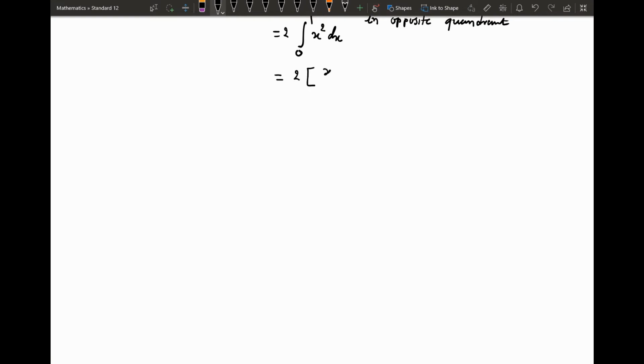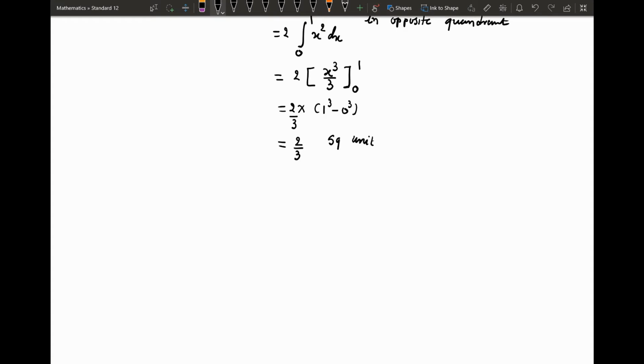Now this is easy to evaluate. Integration of x square dx is x cube by 3, from 0 to 1. So 2 into, first put the upper limit, 1 cube minus the lower limit. So this is 2 by 3 square unit. So this is the required area.